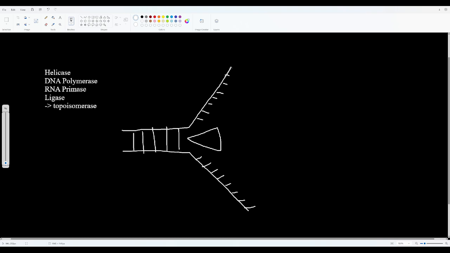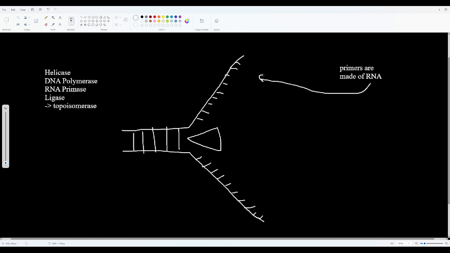So what happens next, right? Well, we have to initiate DNA replication somehow, and we can't just jump into DNA polymerase right away, right? What we have to do is start with something known as a primer. Primers are made of RNA, right? So what do we do with a primer, right?